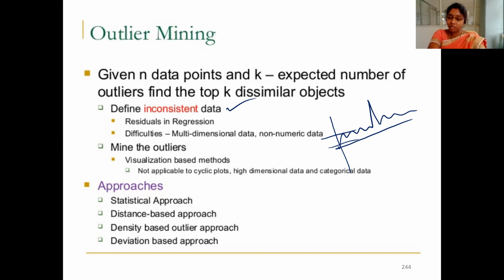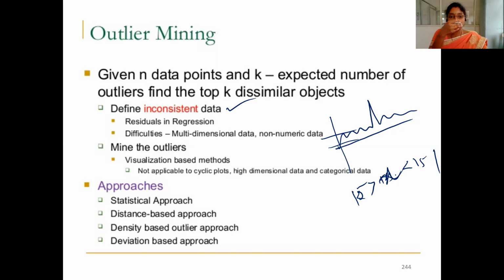Like this, if you consider the age group of a person also, if the age group of a person is in between 5 and 15, that is consistent. Otherwise, it is inconsistent. So before going for the outliers, you need to define the inconsistent data.